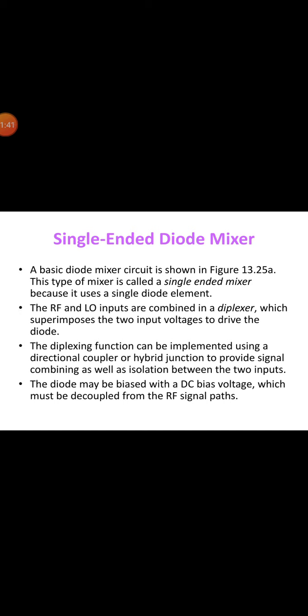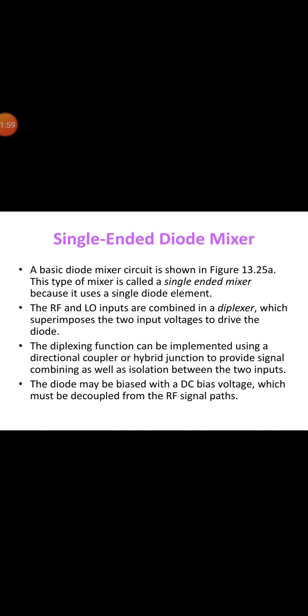And now let us see the single-ended diode mixer. This type of mixer is called single-ended because it uses a single diode element. The RF and LO inputs are combined in a diplexer which superimposes the two input signals to drive the diode.